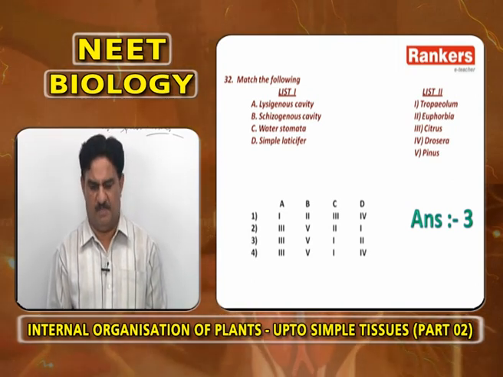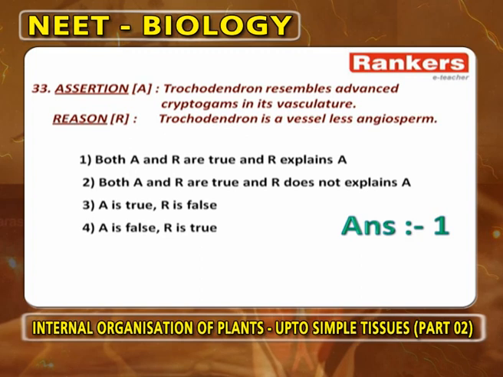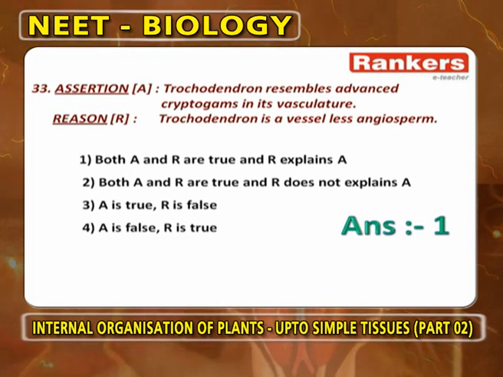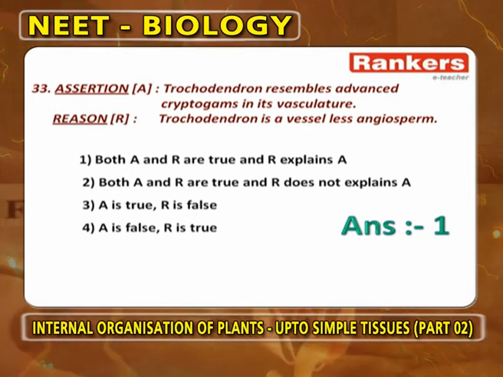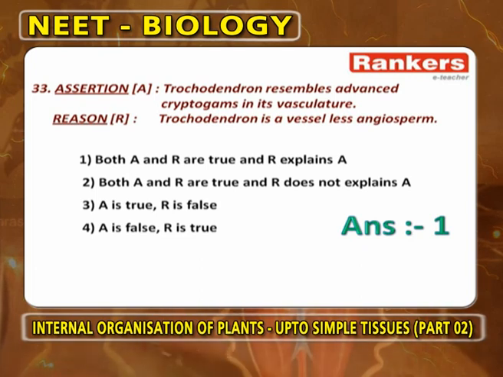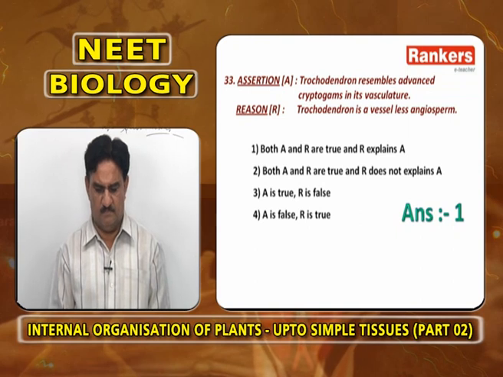Assertion. Trochodendron resembles advanced cryptogams in its vasculature. Advanced cryptogams means either pteridophytes or gymnosperms. Why? It contains xylem tracheids in the place of xylem vessels. Trochodendron is a vesselless angiosperm. Because it is a vesselless angiosperm, it resembles the advanced cryptogams in its vasculature. So, A and R are correct. R is the correct explanation of A. So, this answer is 1.